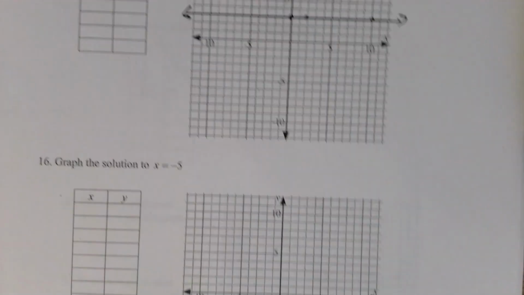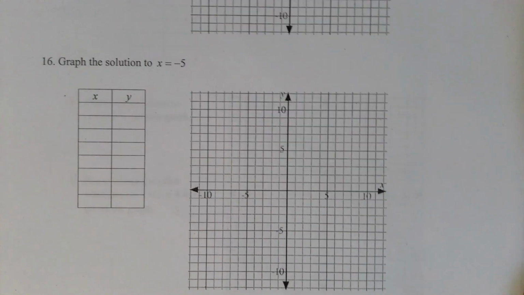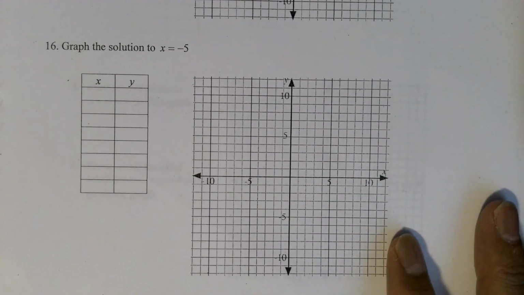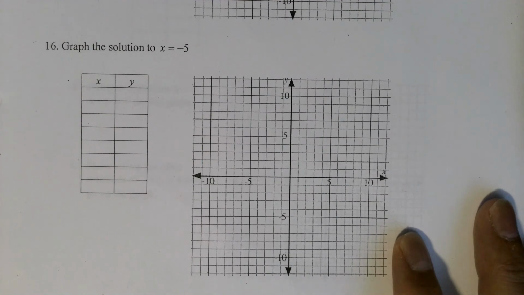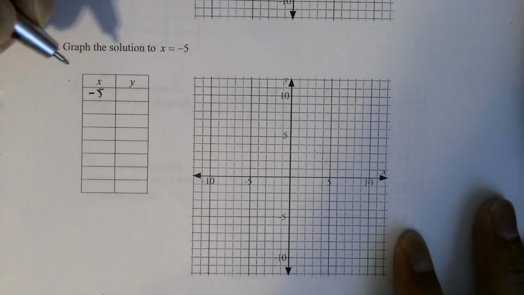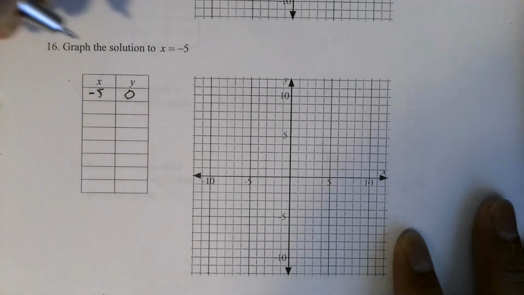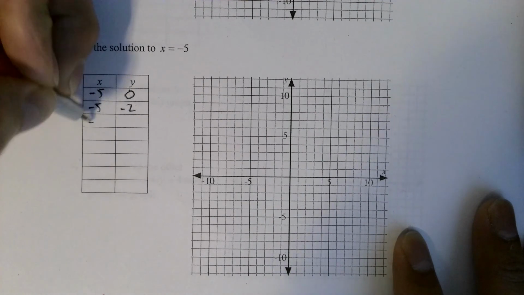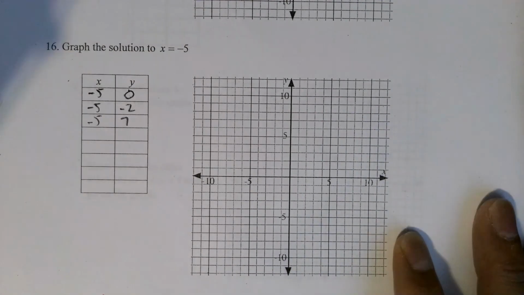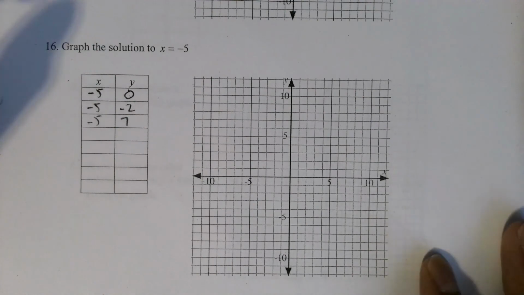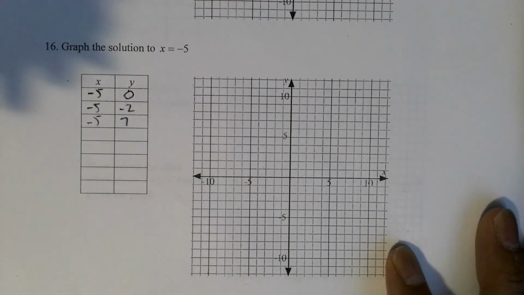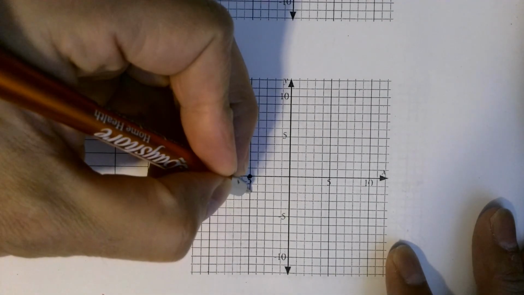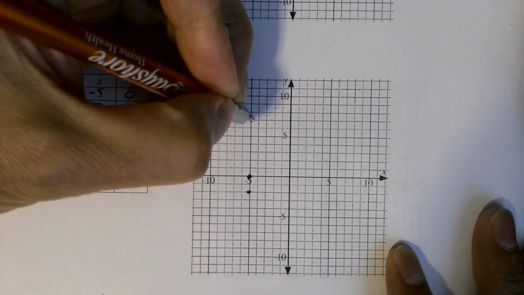Okay, we've got one more like this. This time we've got x equals -5. And we just need 3 points where x equals -5. So we could do -5, 0. We could do -5, -2. And we could do -5, 7. And notice these y's I just chose for no reason. Okay, so there's -5, 0, -5, -2, and -5, 7.